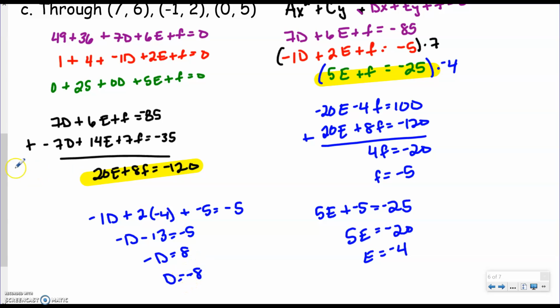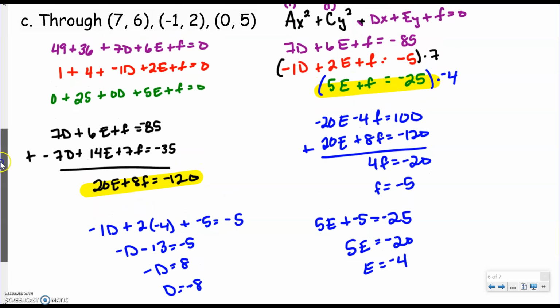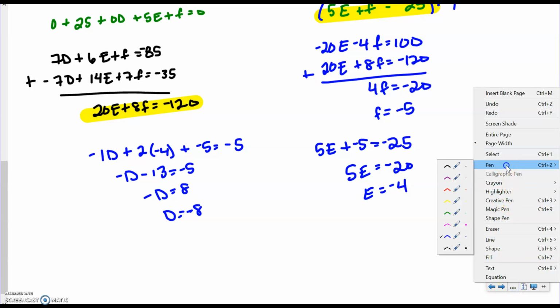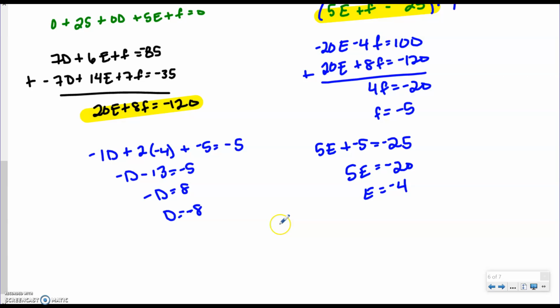Okay, so I found my coefficients. Now, I'm going to write this in general form because it's going to be easier the way we have it. You could then change it to standard form if you would like. But we have ax squared plus 0, b is 0, so cy squared plus d times x and e times y and f. Let's try that again. So x squared plus y squared minus 8x minus 4y minus 5 equals 0. Okay, so that's general form.